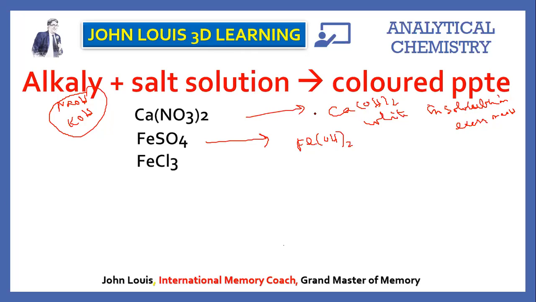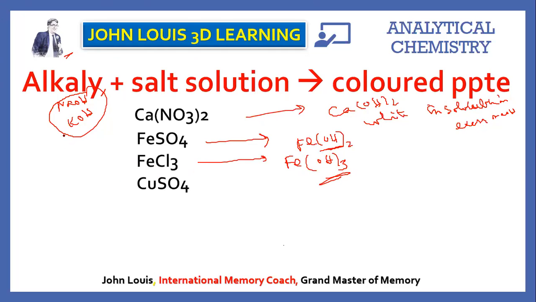And if you add sodium hydroxide to ferric chloride, what color will you get? Just now we learned, no? Reddish brown. What is that compound? Ferric hydroxide, am I right? Ferric hydroxide is reddish brown. Ferrous hydroxide is green. Okay, next one.